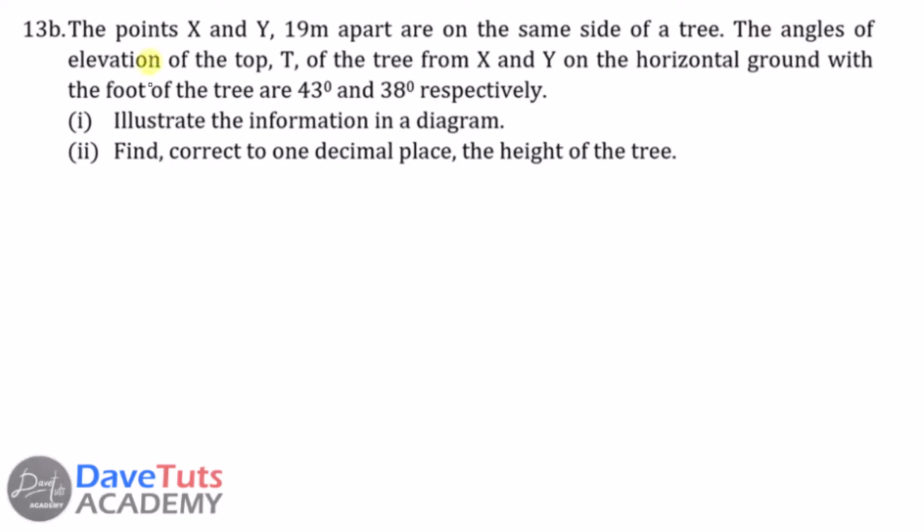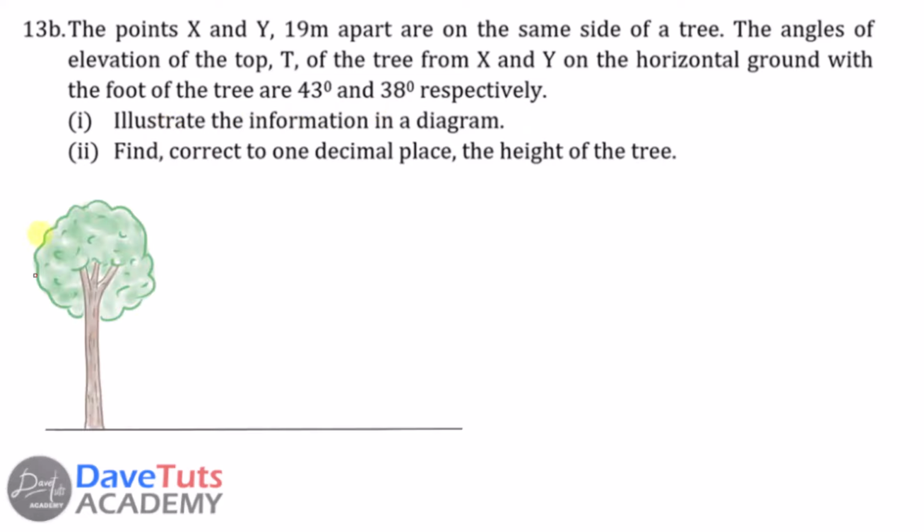In this question on angle of elevation and depression, we are told that points x and y, which are 90 meters apart, are on the same side of a tree. Then the angles of elevation of the top T of the tree from x and y on the horizontal ground with the foot of the tree are 43 degrees and 38 degrees respectively. First, we have to illustrate the information, and then we have to find the height of the tree correct to 1 decimal place. This is how that particular tree in question is going to be looking.